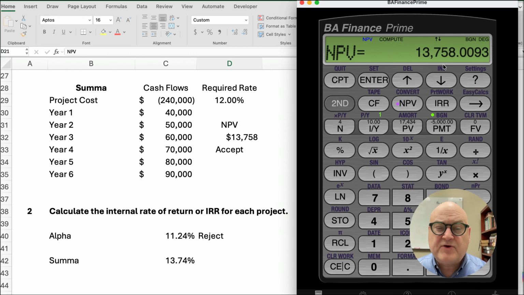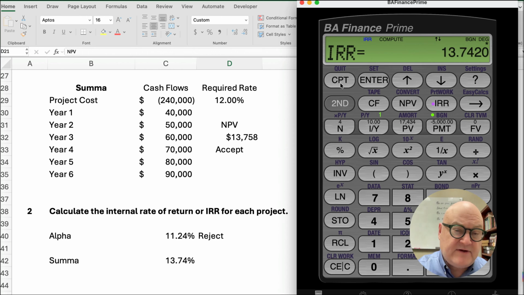Our NPV is 13,758. What is our internal rate of return? Well, we know it's going to be more than 12% because this is a positive number, NPV. It looks like it's 13.74. Let's compute. 13.74% is our internal rate of return.